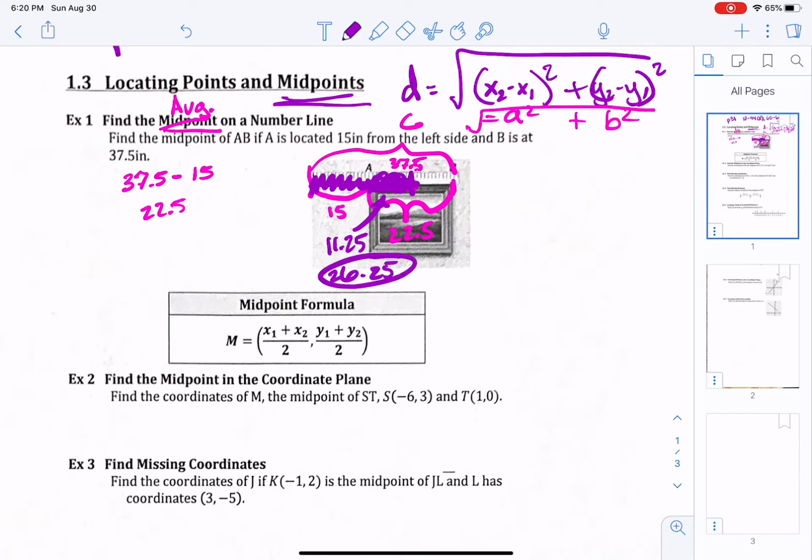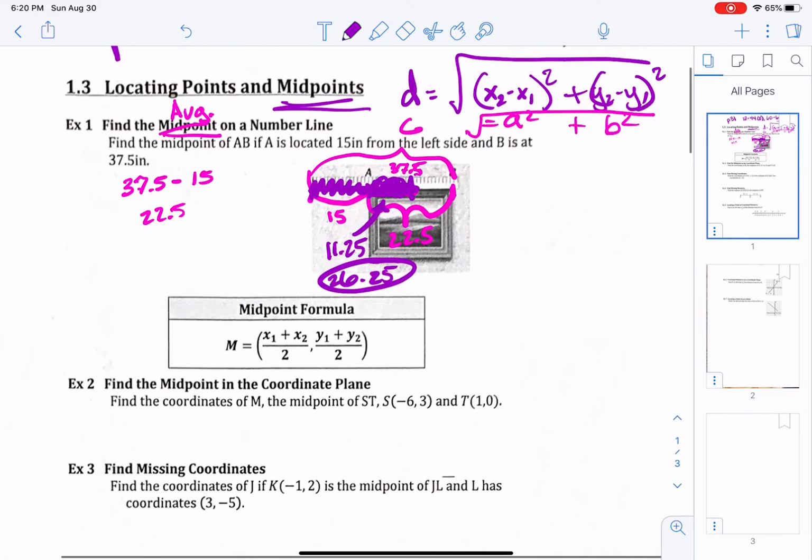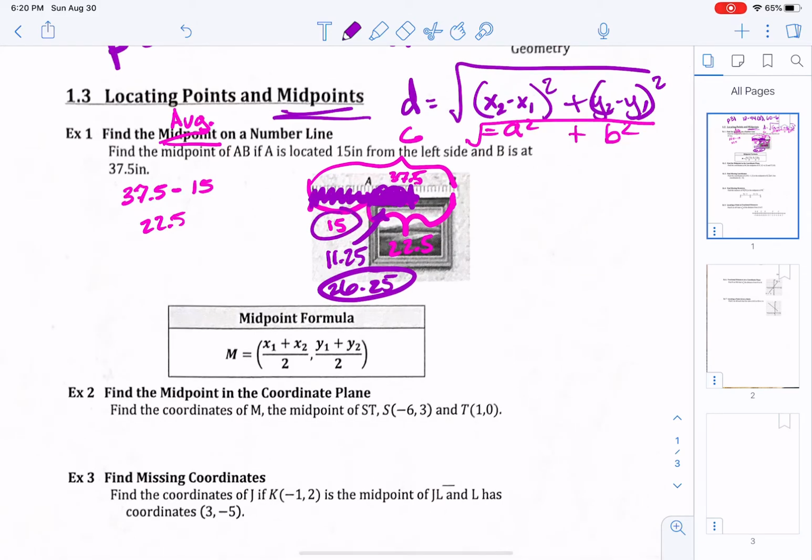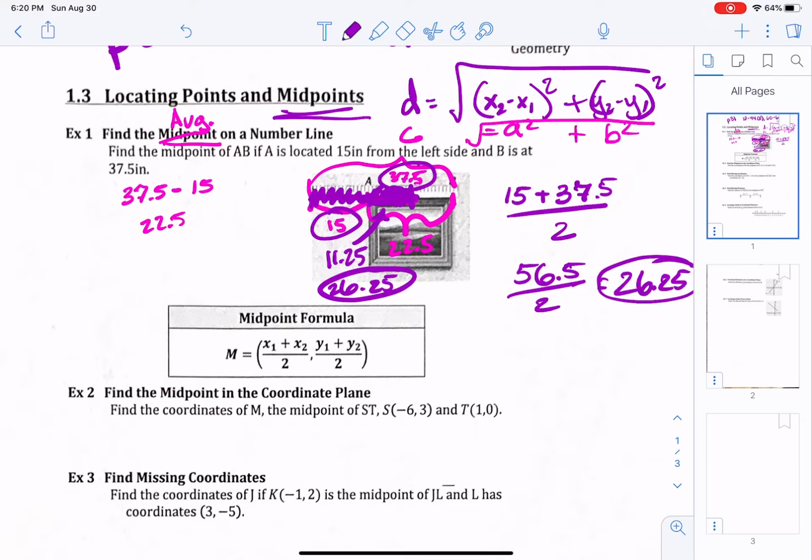And that's my solution. Now there's a better way of doing that, and it is finding the midpoint, or the average. So what I can do is take 15 and 37.5, which were my original measurements, add those two together, and divide by 2, finding the average. 15 and 37.5 is 52.5, divided by 2, that's 26.25. A lot faster than the other way of doing it. So finding the midpoint is like finding the average.